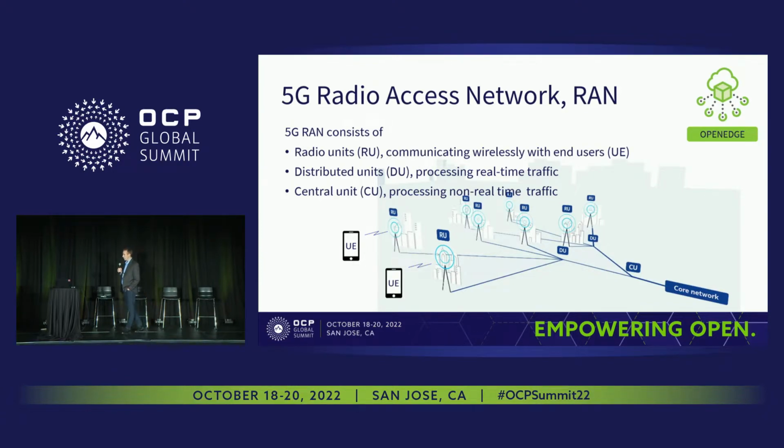And then the other part of the architecture is the centralized unit, or central unit, which is processing the non-real-time part of the baseband traffic.